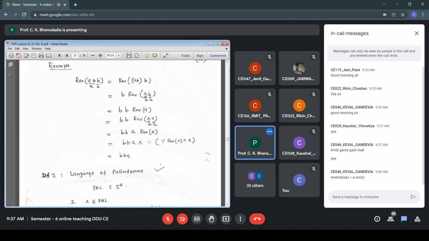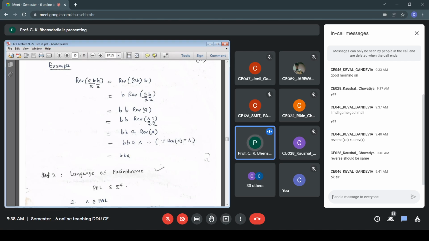Keval, any idea? The reverse part we will take up later. Currently it is the recursive definition. Reverse should be the same, fine Kaushal, but that is actually our version number 2, involving some function, the reverse function. Here is the recursive definition. The smallest string that is a palindrome is null, and other, larger strings that are palindromes, from which we can generate more palindromes. Rule number 2, after null. Anyone else?